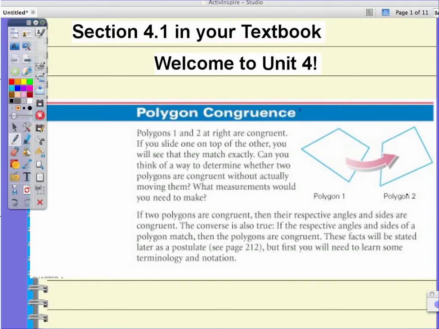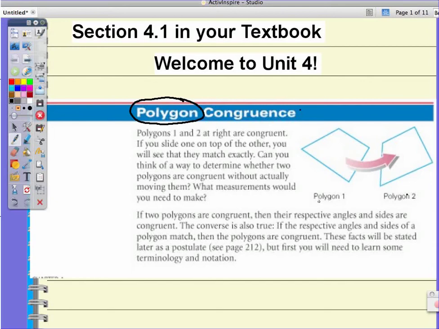So we are starting Unit 4, specifically Section 4.1 in your textbook, and we're going to be talking a lot about congruence in this unit, at least in the first part of the unit. And today we're specifically focusing on polygon congruence. So we are looking at how we determine polygons are congruent.